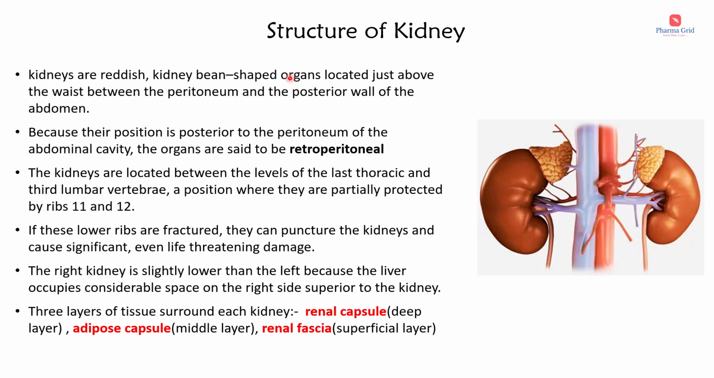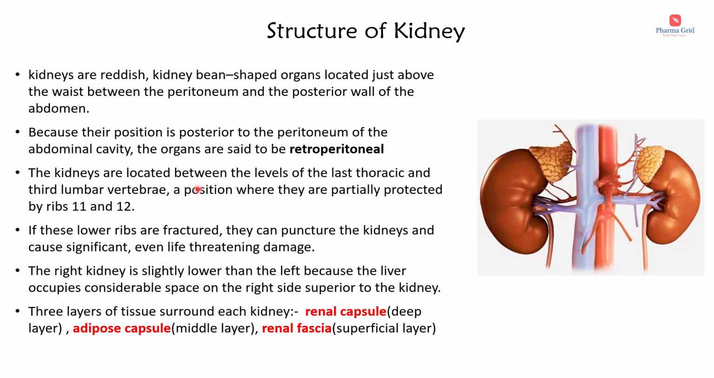Now we will see the structure of the kidney. The kidneys are reddish, kidney bean shaped organs located just above the waist between the peritoneum and the posterior wall of the abdomen. Because of their position, posterior to the peritoneum of the abdominal cavity, the kidneys are said to be retroperitoneal.